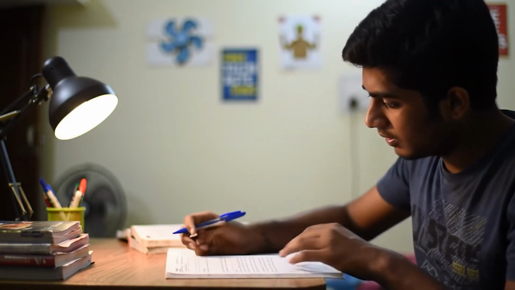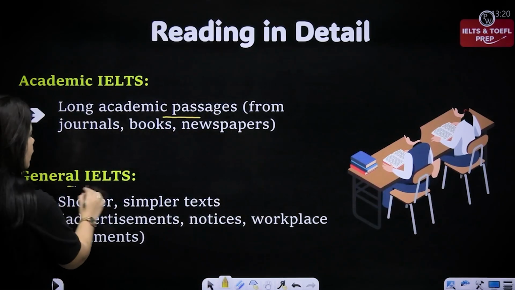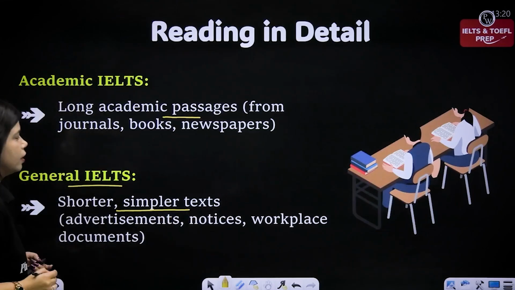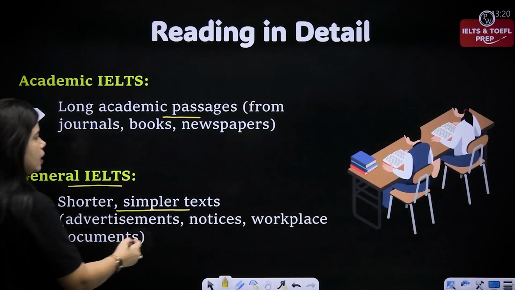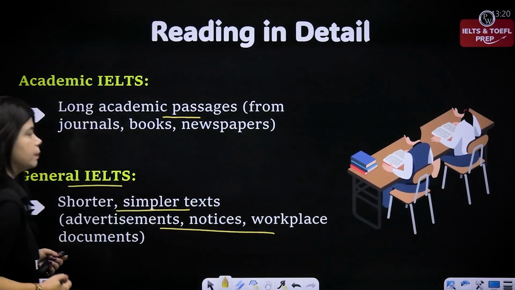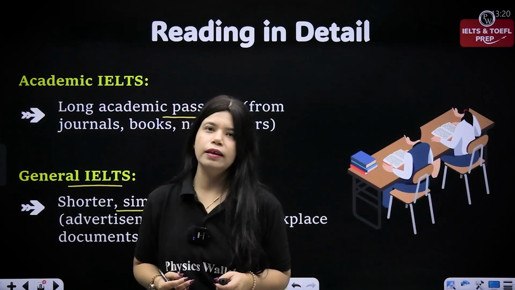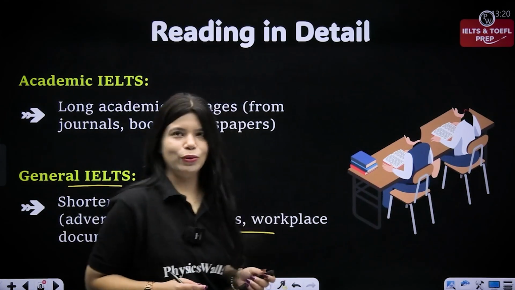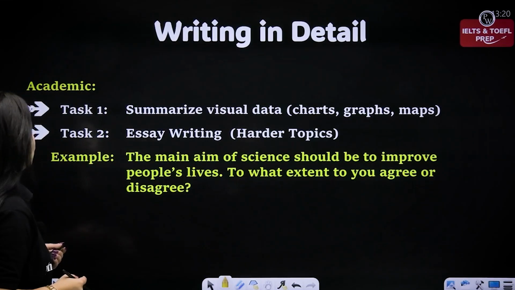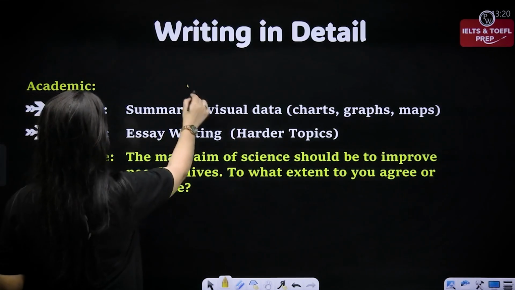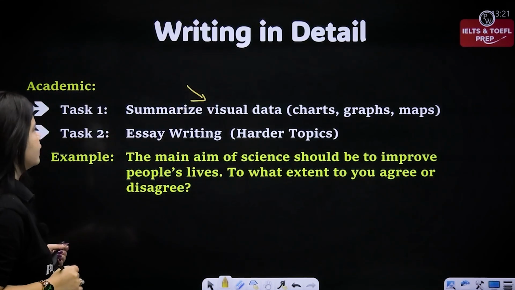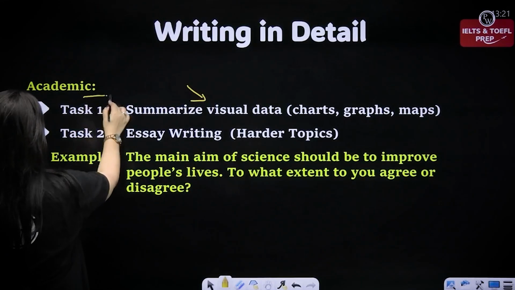But if you are not somebody who has got reading as your hobby, then of course you will have to develop those skills. All right, and in general IELTS, like I said, your passages are shorter and simpler ones, and you get this kind of stuff. You get advertisements, notices, workplace documents, that kind of thing in the general IELTS reading module. So, summarizing visual input, charts, graphs and maps, that is your task 1 for academic IELTS.